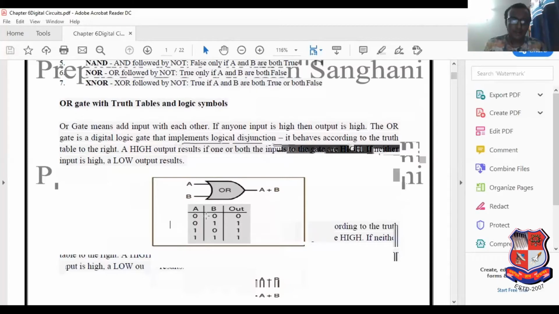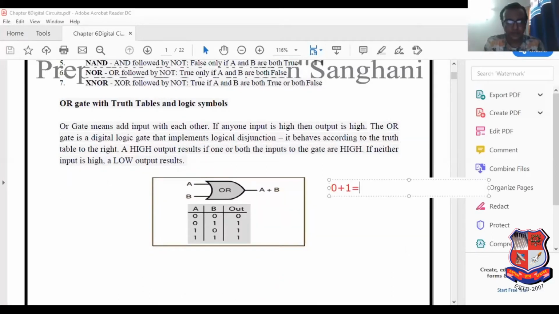Means what? If AB equals 0 0, then the output is 0. A equals 0, B equals 1, then the output is 1. 0 plus 1 equals 1. 1 plus 0 equals 1, and 1 plus 1. 1 plus 1 represented in decimal is 2.